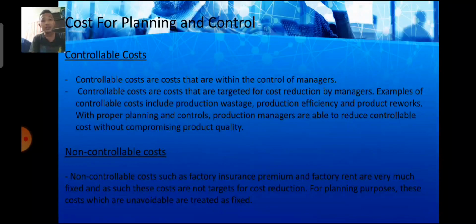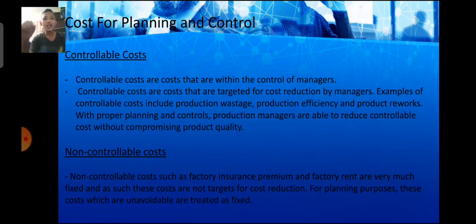For the next one, it is cost for planning and control. This is quite simple to understand. In cost for planning and control, we have two important points that you have to know. The first one is controllable costs, and the second one is non-controllable costs. Controllable costs are costs that are within the control of the manager.